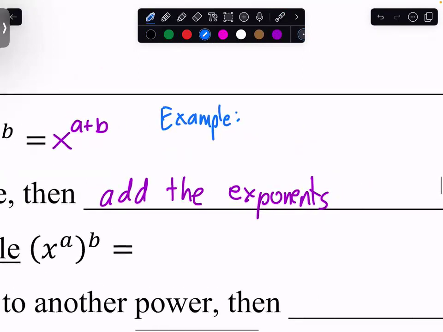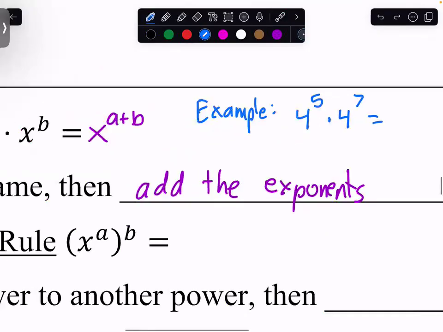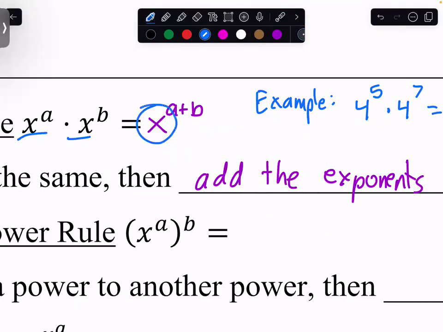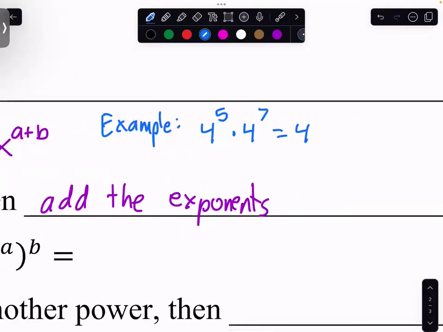Let's say I ask you to do 4 to the fifth power times 4 to the seventh power. Very good. You do not multiply the 4 and the 4 together. According to this, you just keep one of them. You don't multiply it together, but you then take the old exponents and you add them together to get the new exponent.